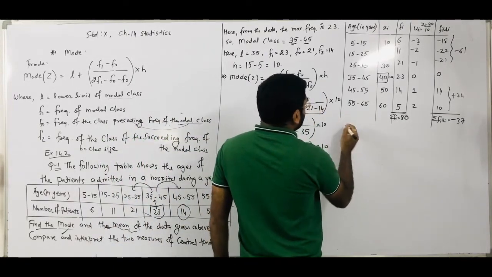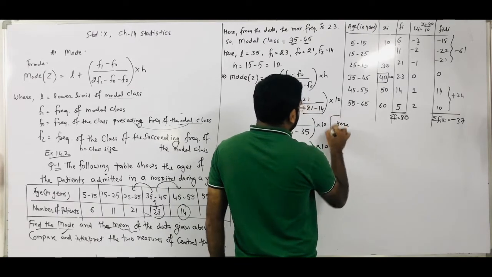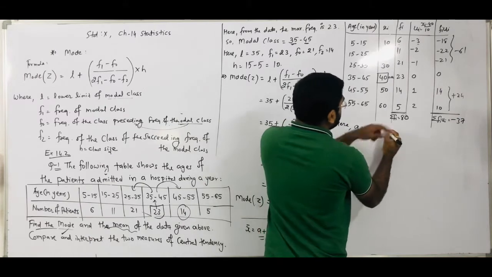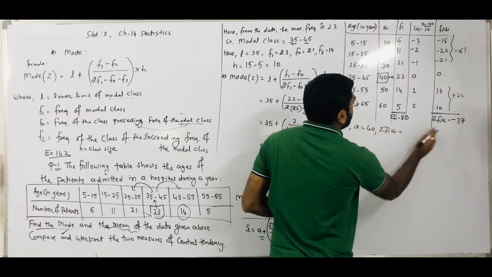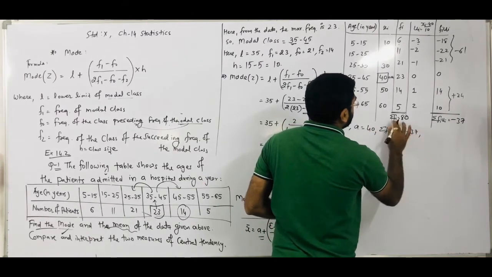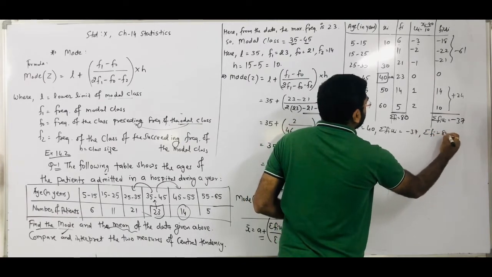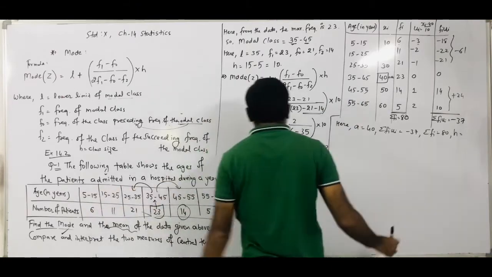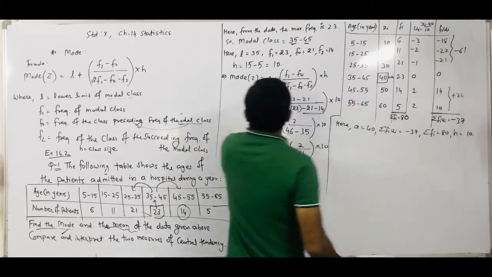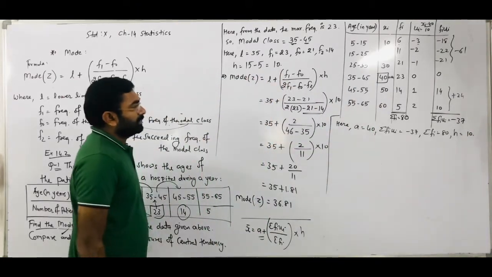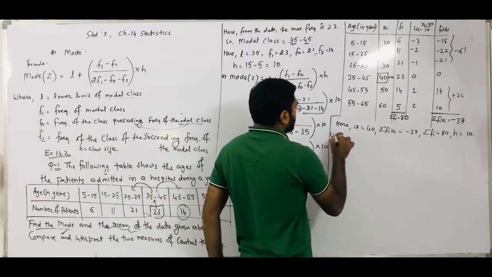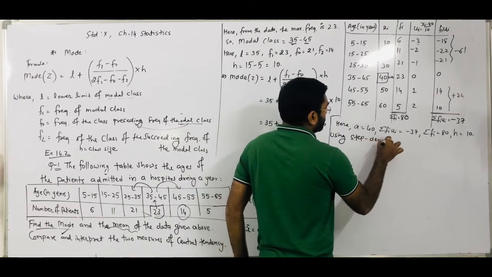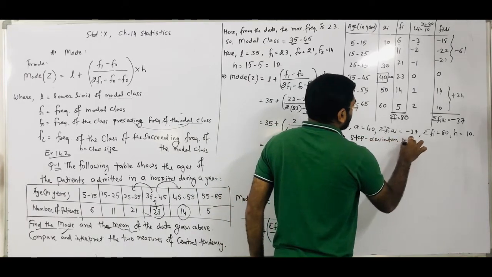Okay. So here I write the values which we required in the equation. A value we get as 40. Sigma Fi Ui value we get from the table as minus 37. Sigma Fi value we get as 80. And H value we can define as upper limit minus lower limit, 15 minus 5 is 10. We already defined it in the mode. Right? Now we apply the step deviation method.